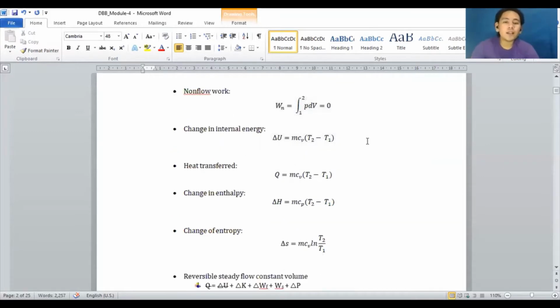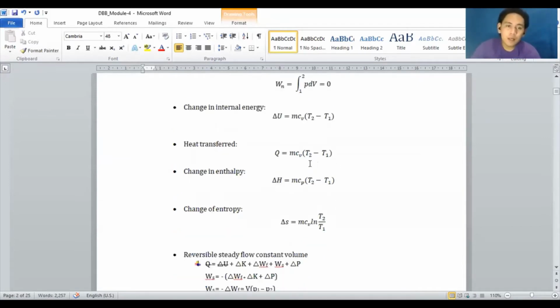Now, the change in internal energy, delta U. The formula for delta U is m Cv delta T. Please take note in the heat transfer that the specific heat constant we are going to use is Cv, since it is in constant volume. While if it is in constant pressure, we would use m Cp. Do not interchange these two constants because you may get the wrong answer in your problem.